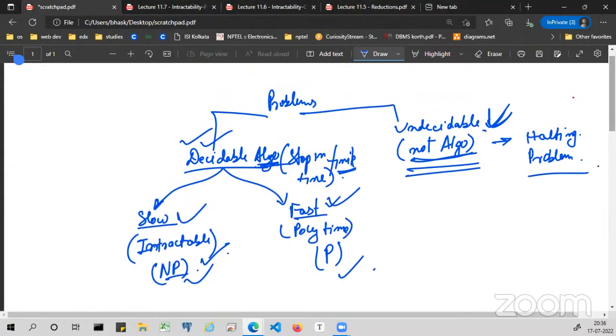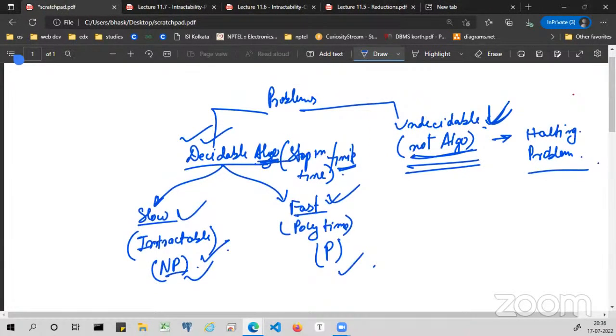So the only thing is an algorithm should stop, and both NP and P are algorithms, right? Both of them would stop, but this is, let's say, 2 to the power n, this is, let's say, n cube. So one would stop faster, and the other would take more time. But they would stop at some time, that is for sure.